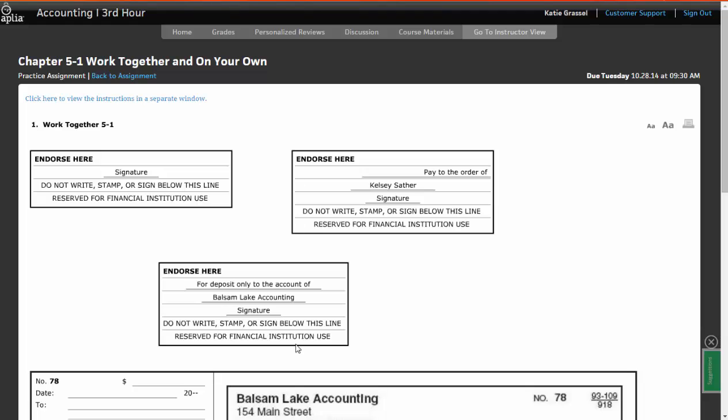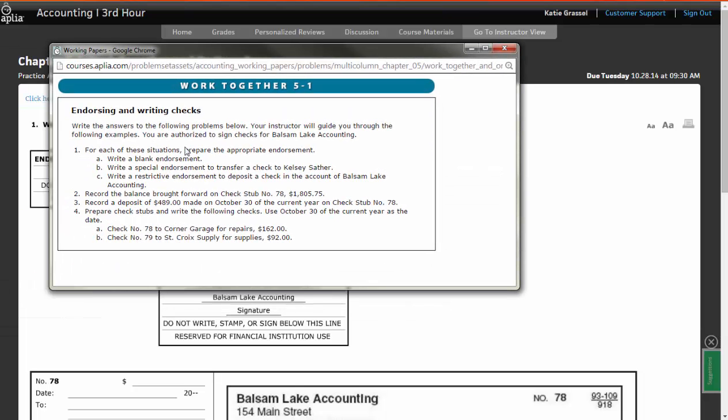Anyone could cash it. So I will sometimes say for deposit only to the account of my name, and then I will sign it. That way if anyone finds the check, it can only be deposited into my account. So that's another way that individuals can use it if you know somebody else is going to be going to the bank for you. Okay. So those are our three types of endorsements.